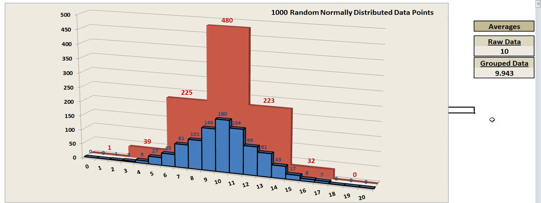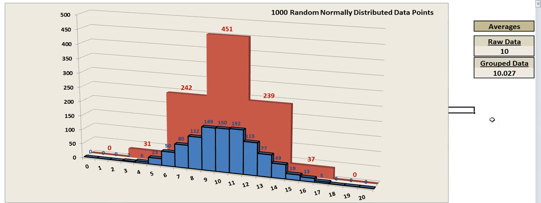What's special about this spreadsheet is that it is dynamic. If I press the F9 button, we're going to get a whole brand new set of 1,000 random normally distributed data points. FYI, I'm going to have you doing this kind of thing in 243 and also in 244 if you go down that path with me. So I'm going to go ahead and press F9.